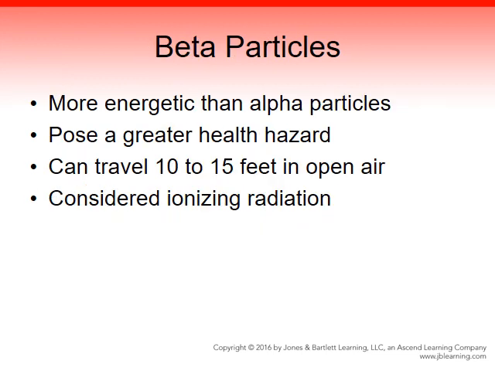Beta particles have more energy than alpha particles and pose a greater health hazard, and they can travel up to 10 to 15 feet in open air. And this is considered ionizing radiation.